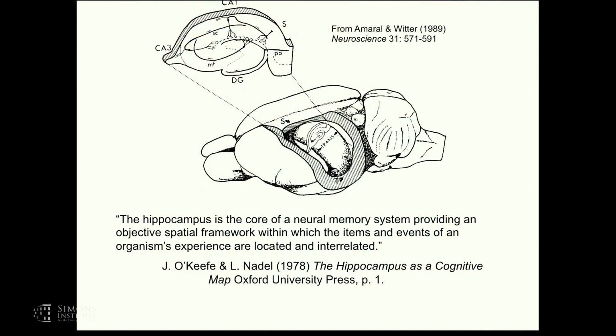I like to start out my talks always with this sentence, which comes from the very first page of O'Keefe and Nadel's book, The Hippocampus as a Cognitive Map. This sentence is the one-sentence summary of the cognitive map theory. The hippocampus is the core of a neural memory system, providing an objective spatial framework within which the items and events of an organism's experience are located and interrelated. I like this sentence because when you hear about the cognitive map theory and how people talk about it, and even how O'Keefe and Nadel came to talk about it over the years, you often forget this second part of the sentence, as if it's only about spatial learning and spatial mapping.